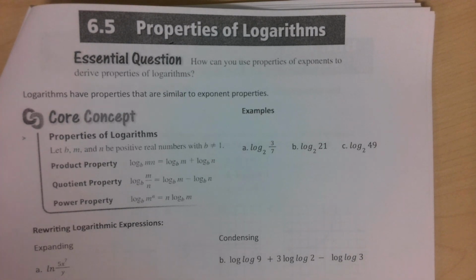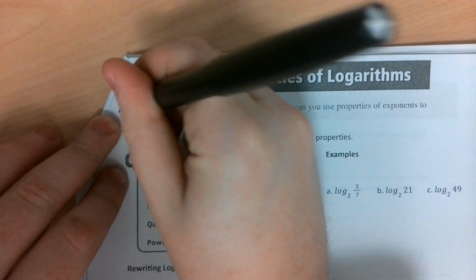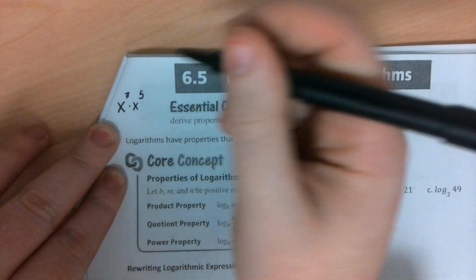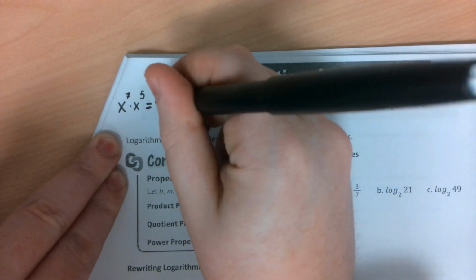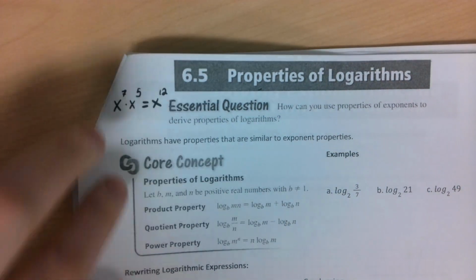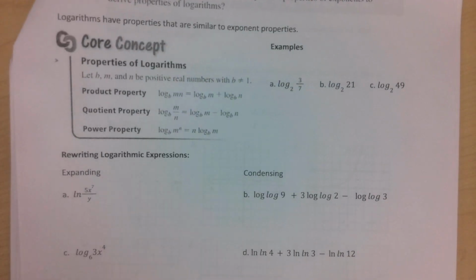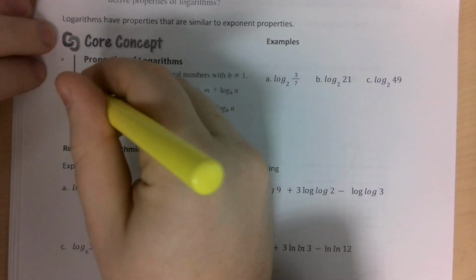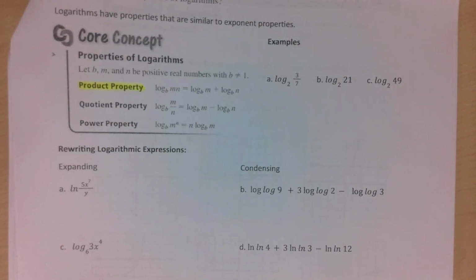Much like exponents have properties, logarithms also have properties. Like if I gave you x to the 7th times x to the 5th, we know that one of the properties of exponents is you can add them up when they're being multiplied. This would be x to the 12th. In much a similar way, we have properties of logarithms. So the first type of property of logarithms is called the product property.